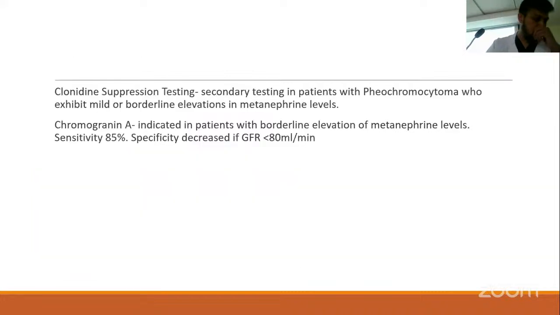Clonidine suppression test is done in patients in whom the diagnosis is equivocal, and chromogranin A can also be used. It has a sensitivity of 85%, however, specificity is decreased if GFR is less than 80.